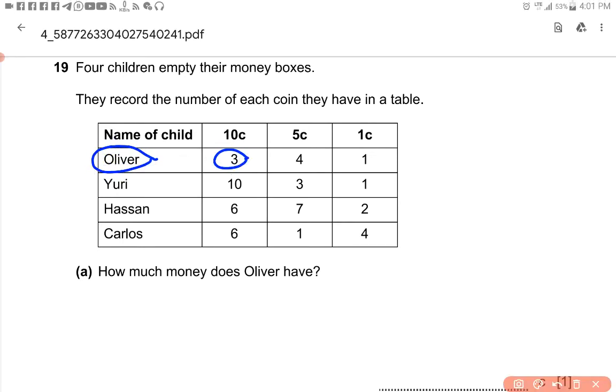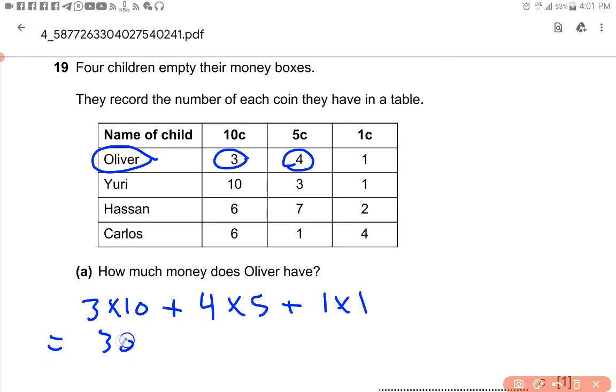Oliver has 3 coins of 10. You have 3 times 10, plus 4 coins of 5. You have 4 times 5. Then 1 coin of 1, you have 1 times 1. Now, here 30, and here 20, and then 1, so it will be 51.